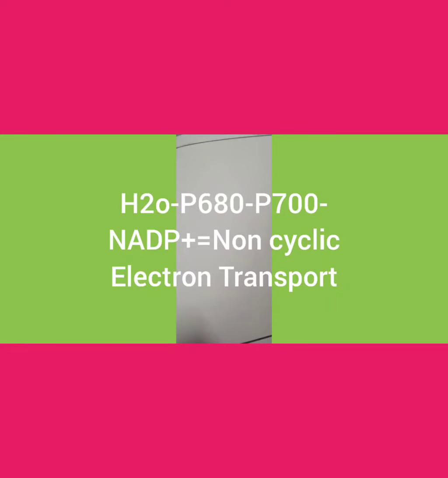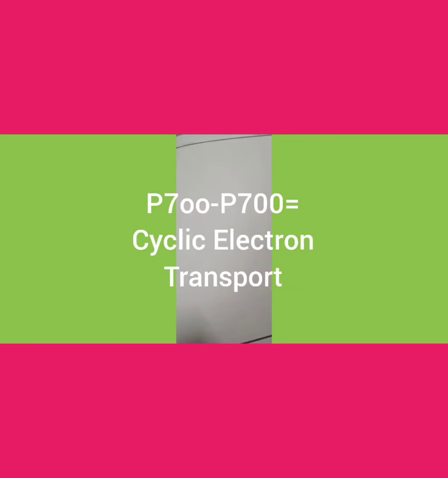In non-cyclic electron transport, from water the electrons reach P680, from P680 to P700 and from P700 to NADP+. But in cyclic electron transport, the electrons lost from P700 again reach the same reaction center, that is P700, through different electron carriers.